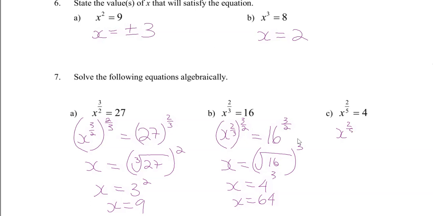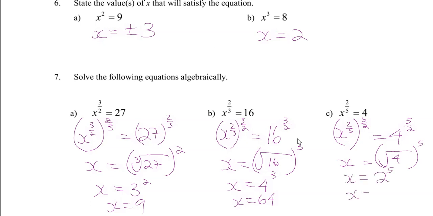This guy's x to the 2/5. We raise that to the power of 5 halves. We do the same thing, raise 4 to the power of 5 halves. Left side just becomes x. This becomes the square root of 4 to the power of 5, which is 2 to the power of 5, which is 32. So we work our way through, and we end up with 32.